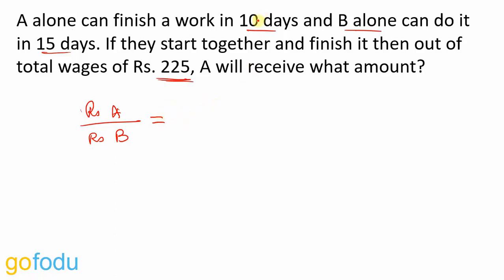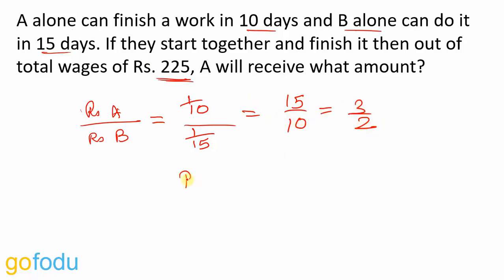So rate of A is what? 1 by 10. A finishes 1/10 of the work in one day. So rate of A is 1 by 10. Rate of B is 1 by 15. B finishes total work in 15 days, so in one day, B must be doing 1 by 15th of the work. Okay, unitary method. This is equal to 15 upon 10 or 3 upon 2.